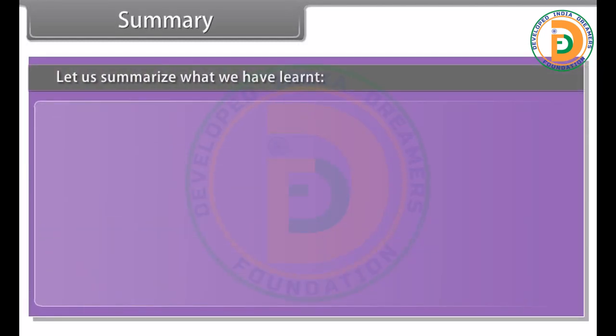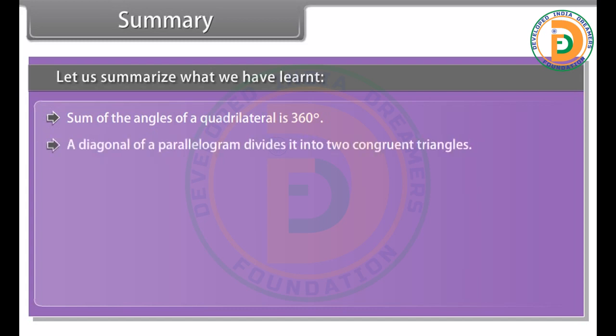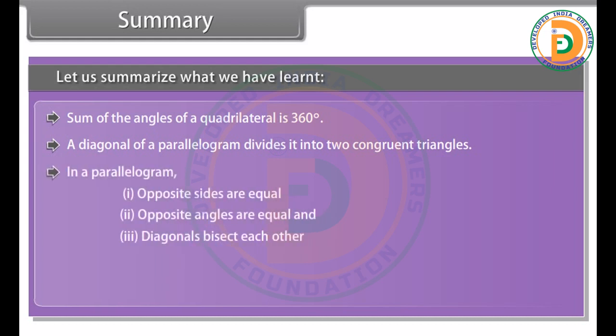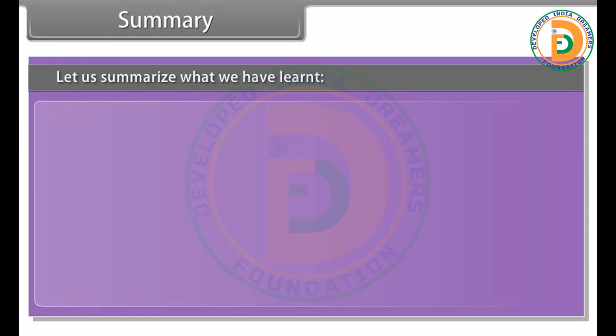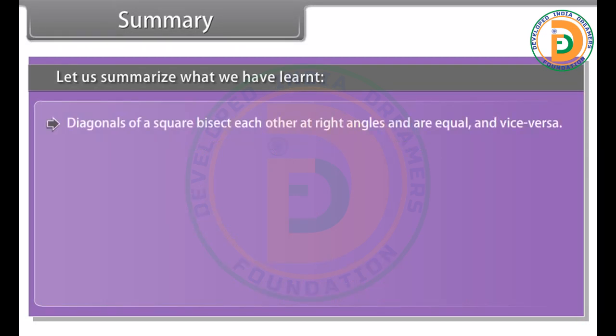Let us summarize what we have learned. Sum of the angles of a quadrilateral is 360 degrees. A diagonal of a parallelogram divides it into two congruent triangles. In a parallelogram, opposite sides are equal, opposite angles are equal, and diagonals bisect each other. Diagonals of a rectangle bisect each other and are equal, and vice versa. Diagonals of a rhombus bisect each other at right angles and vice versa. Diagonals of a square bisect each other at right angles and are equal and vice versa.